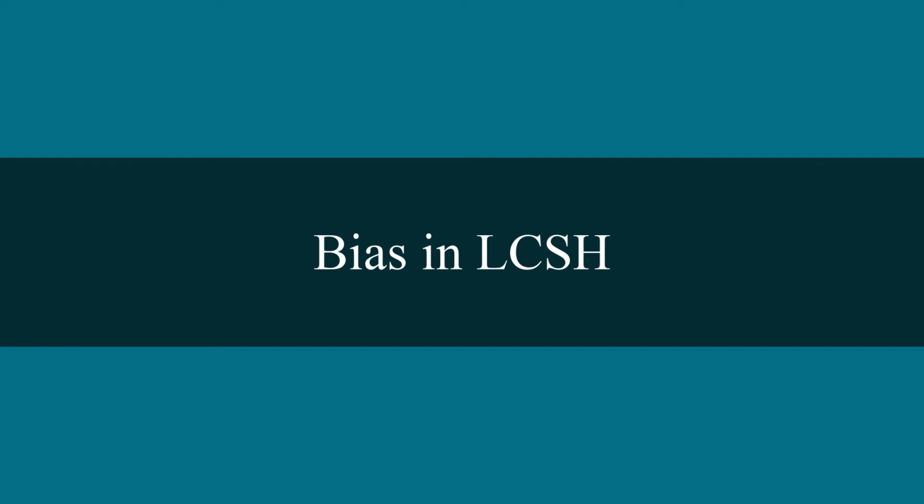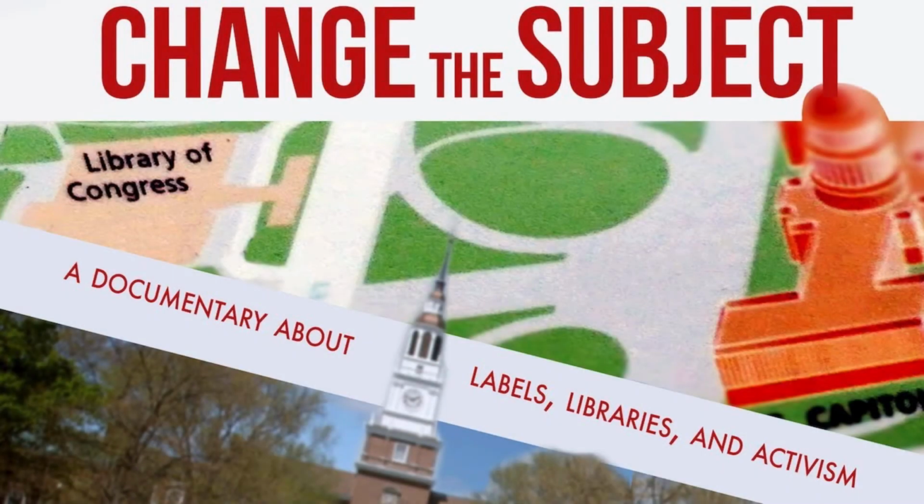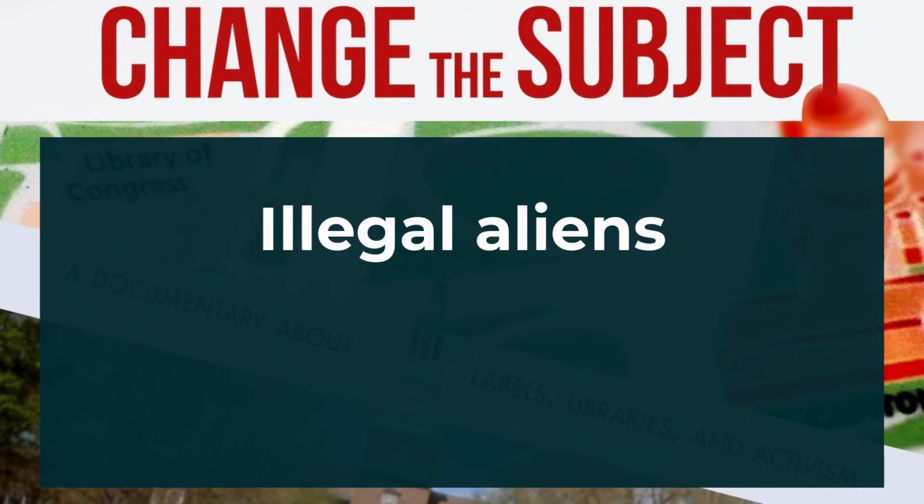Sometimes, changes are made to correct bias in subject headings. A 2019 documentary called Change the Subject tells a story about a group of college students who challenged anti-immigrant language in the Library of Congress subject headings and lobbied to replace the subject heading Illegal Aliens with Undocumented Immigrants.